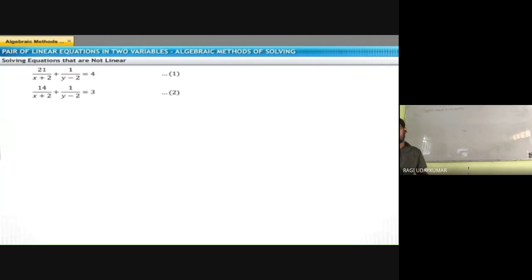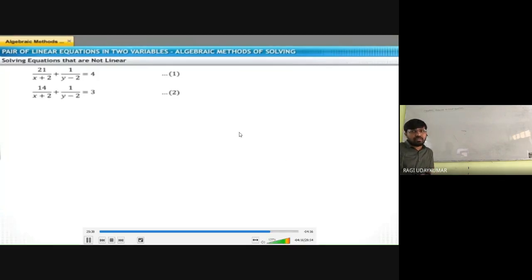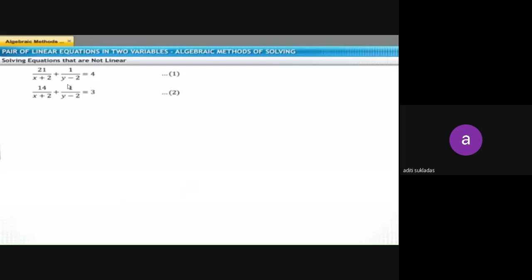Converting into linear equations. So how do we convert this into linear equations? Here, these are not linear equations because the variables are in the denominators. Here 21 by x plus 2 is there, and 1 by y minus 2 is there. Sir, what Smriti says? Can she repeat again?